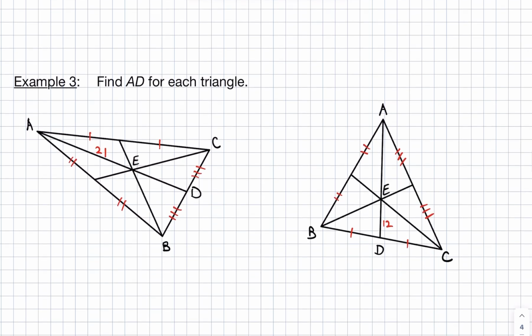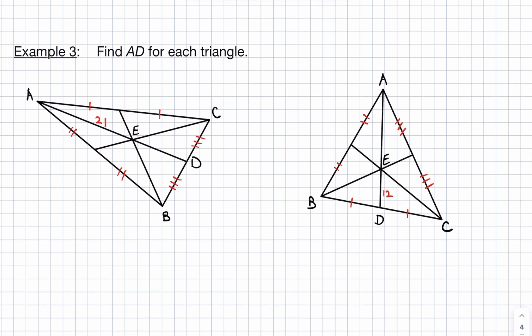Okay, so here, example 3. We are asked to find the length of AD for each of these triangles. In this triangle, AD is over here, and in this triangle, AD is over here. Let's go ahead and start with this triangle first. Here's AD, and we know that in this triangle all the medians are bisecting the sides of the triangle, so we can go ahead and apply the theorem.